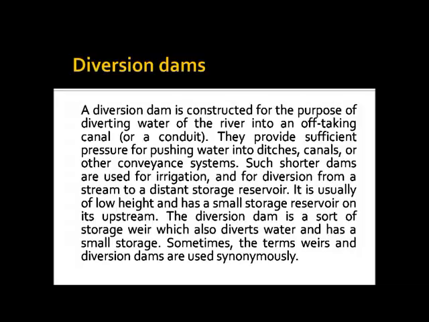Diversion dams. Again, as the name suggests, a diversion dam is used for diverting the water of a river into another channel or canal. They're usually used for irrigation systems again, so that the water from the river can be diverted into canals which lead to the fields. Another thing about diversion dams is that because they do not need to store water, their head is very less. That is, the height of the dam is very low. And also, sometimes these diversion dams are known as weirs.